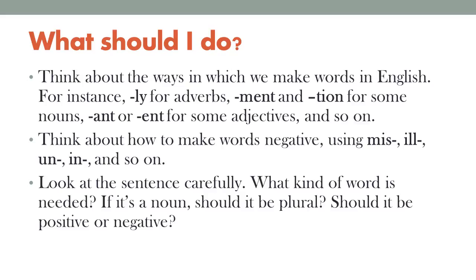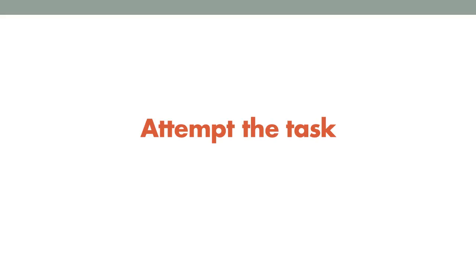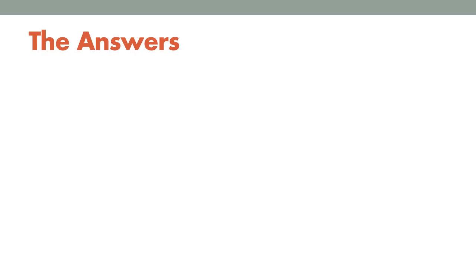But then look at the sentence carefully. Think about what kind of word is needed. If it's a noun, think about if it should be plural. Is it one of something or many of something? For adjectives, do we want a positive or a negative adjective? Look very carefully at the sense of the sentence. And again, be very careful with your spelling, especially with double letters. So, try the task and we'll have a look together at the answers.